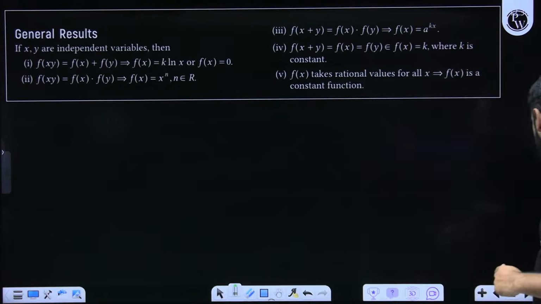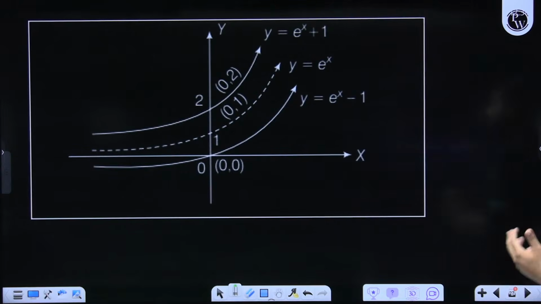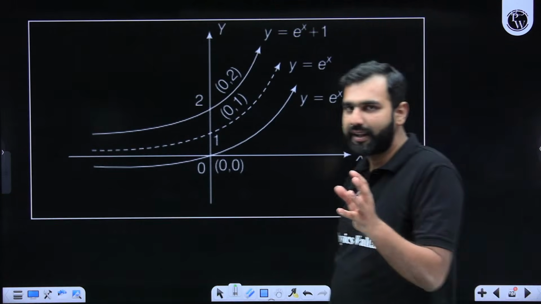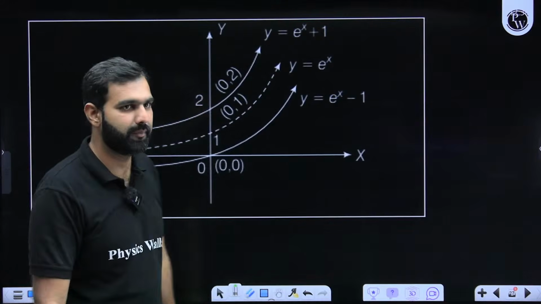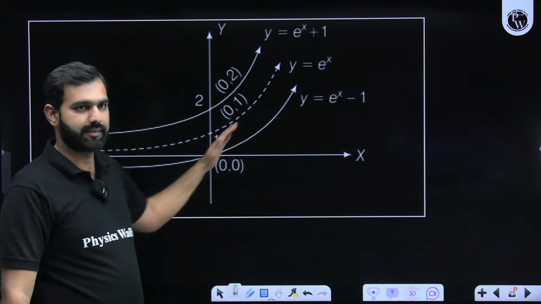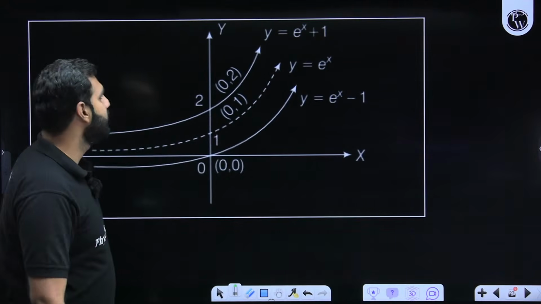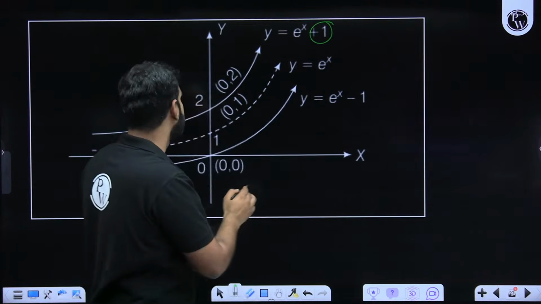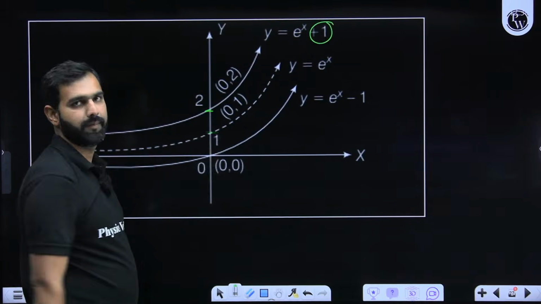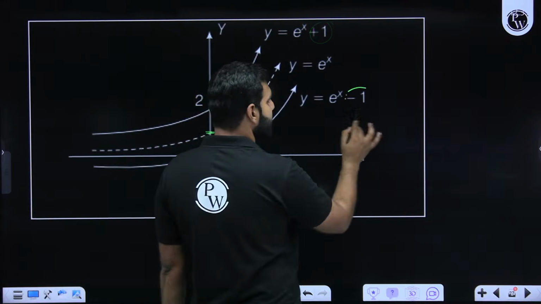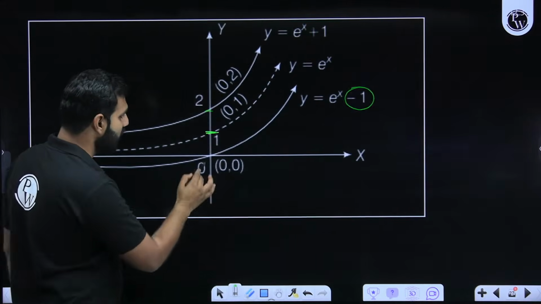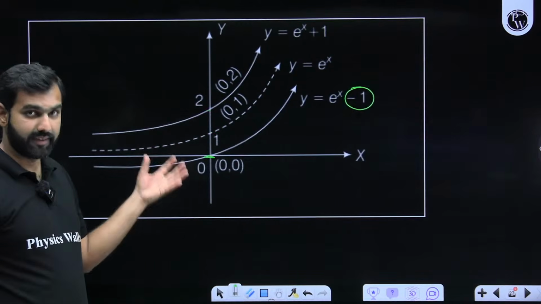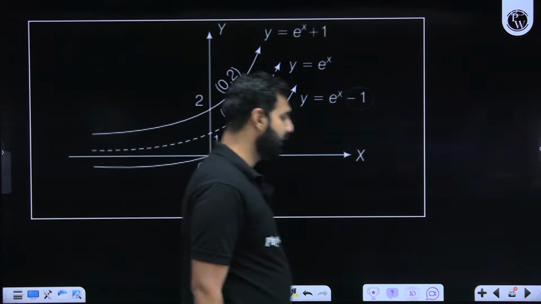With that, the next set of rules will be, yes, transformation of graphs. Let's very quickly learn through these illustrations. For example, here I am seeing e to the power x. With this e to the power x, if to f(x) I'm adding 1, the graph is shifted 1 unit above. If from f(x) 1 is subtracted, the graph is shifted 1 unit below along the y-axis. I hope you got that.